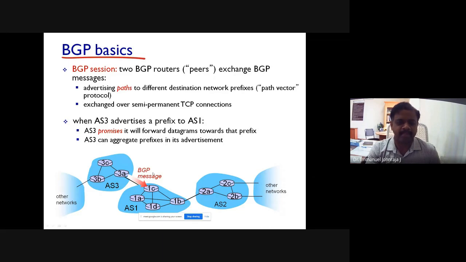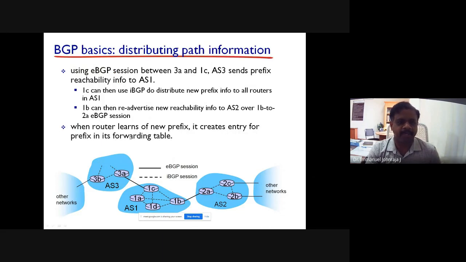Similarly, they would exchange. This is through eBGP. That is what is explained here. I'm reading the line and then explaining to you using eBGP. That is an external BGP session between 3A and 1C. You could see the continuous line which is depicting the eBGP. Through this, autonomous system 3 is sending the prefix reachability info to autonomous system 1. It sends the summary route. It sends the aggregated routing information that if you got any packet to these networks, please forward to me.